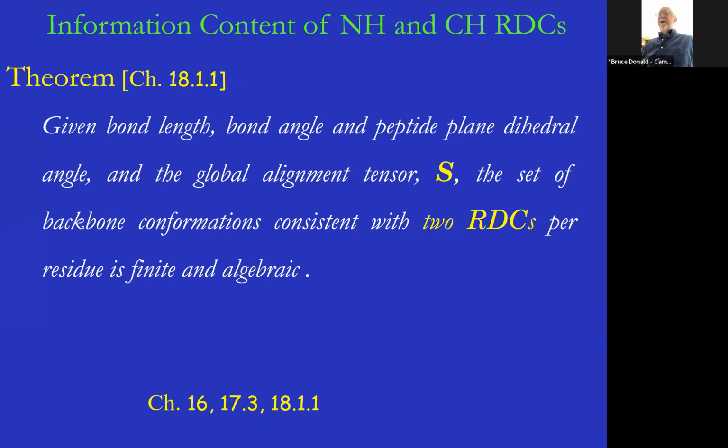You have some things. So we can have a theorem. You have to know things: the bond lengths, bond angles. These are the non-dihedral things, the peptide plane dihedral angle, the alignment tensor, and then you can compute the set of, not just one, but the set of all conformations consistent with 2 RDCs per residue. This set is finite and algebraic, meaning you can compute it and you can score it. This is a very unusual theorem. Usually in biophysics, it's much more difficult.